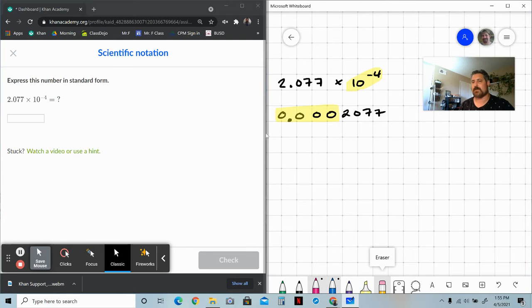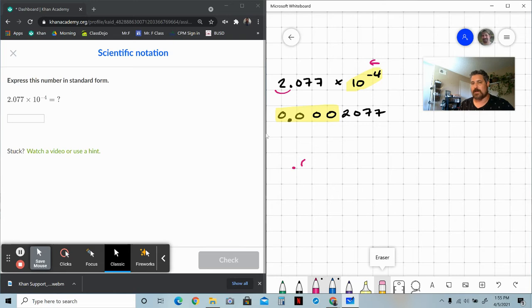If you wanted to do it with a little less efficiency, then what you're going to do is ask yourself, all right, what is this really worth? We're going to take 2.077 and times by 10 to the fourth, which means we can move the decimal place 4 places to the left. Well, that means you're going to go past the 2, and then you're going to go 3 more places. See, past the 2, and then 3 more places.